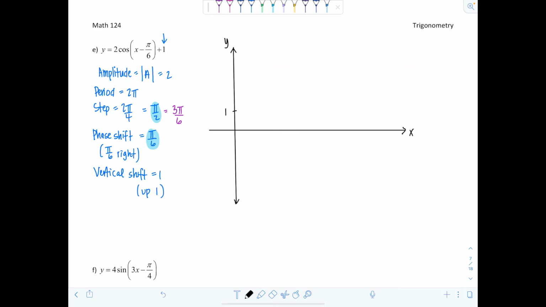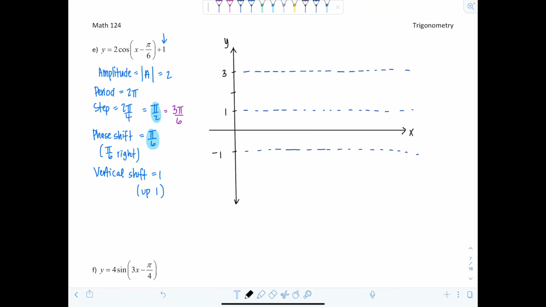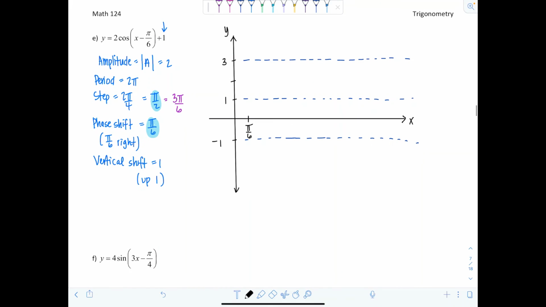X-axis. So up 1, so you can think to yourself, ooh, this is the new x-axis. The graph got shifted up 1. But then also the amplitude's 2. So that means the graph's going to go up to +3 and down to -1. So it lives in between there. So if you want to draw yourself some more dashed lines, just to hold yourself accountable and use it as a guide when you're filling in your key points, it's a good idea. Other thing is phase shift is pi over 6 to the right. So that's going to be the first point I plot of the 5. So here's pi over 6. Now I'm going to add the step to it so I get all 5 points.